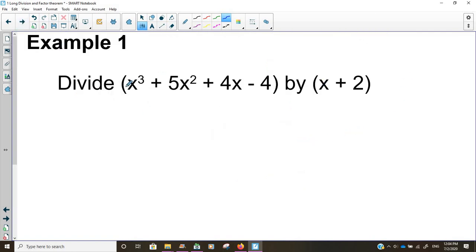Okay, so here we have a cubic, and we're going to divide by the linear expression x plus 2, or the linear polynomial. So let's start off by writing this out in terms of a bus stop. You do need quite a bit of space when you're doing questions like this, so just make sure you've got quite a bit of space on your page.